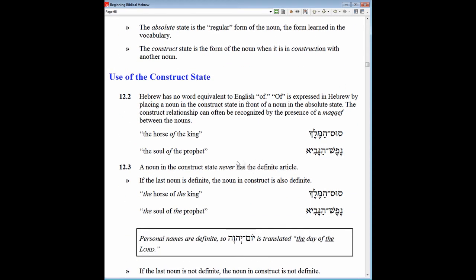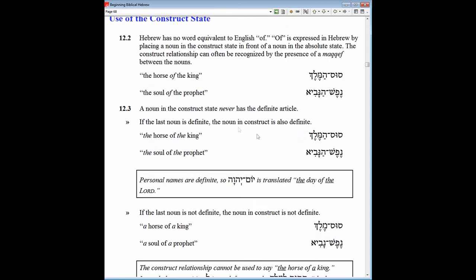Now, there are little rules that you need to know that you can just read through. These are all pretty self-explanatory. But the noun in the construct state, that is the first noun, again, reading right to left, will never have the definite article. If the second noun has the definite article, then you translate the whole construction as definite. So we have here sus hamelech. So even though sus does not have the definite article for the horse, you still translate it the horse of the king because the absolute noun is definite. Okay?